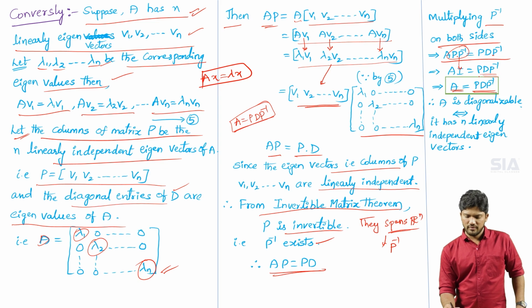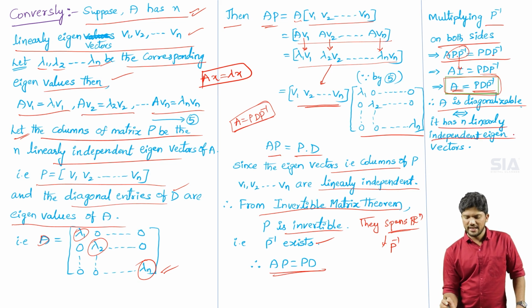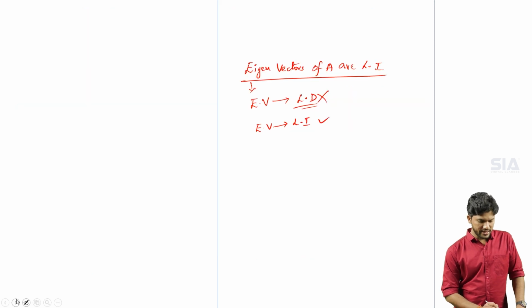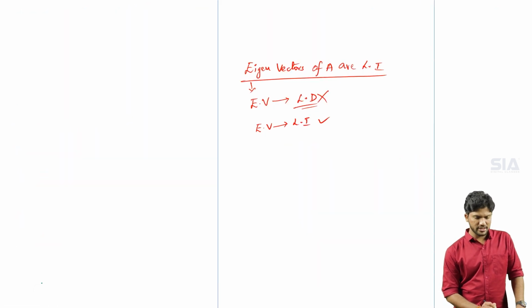So whenever you get this condition, capital A is said to be diagonalizable if and only if it has small n linearly independent eigenvectors. So hence the remaining half part of this theorem. Here you can observe one thing.